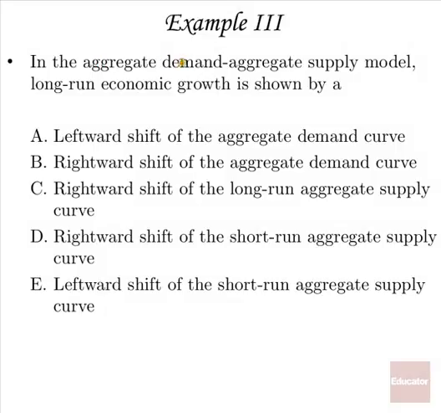In the aggregate demand, aggregate supply model, long-run economic growth is shown by which of the following? Is it a leftward shift of the aggregate demand curve, a rightward shift of the aggregate demand curve, a rightward shift of the long-run aggregate supply curve, a rightward shift of the short-run aggregate supply curve, or a leftward shift of the short-run aggregate supply curve? Okay, if you're not paying attention, they all kind of mesh together and sound exactly the same.